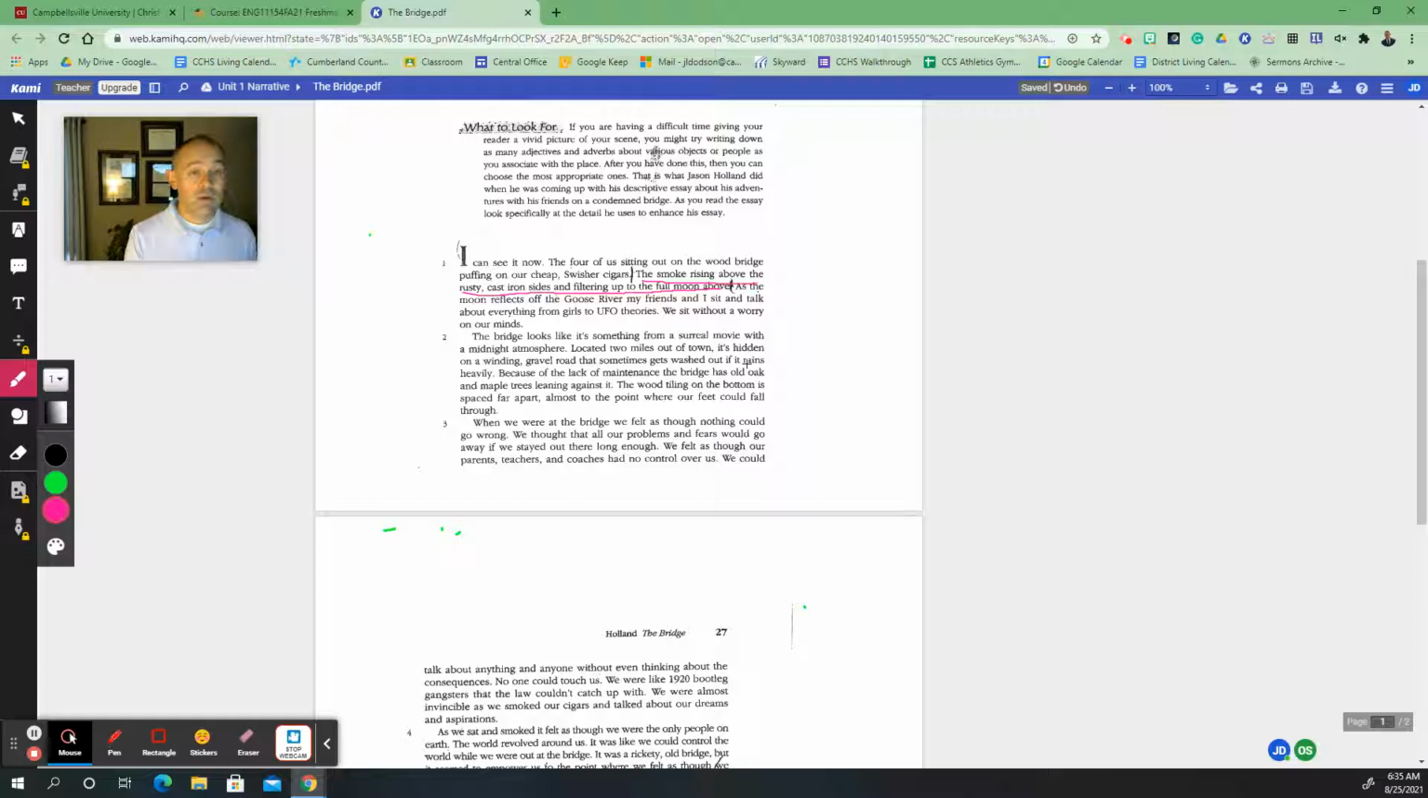Well, the answer is no. In order for it to be a complete sentence, it has to have a complete subject and predicate. This doesn't. It's lacking a predicate. Now, you may say, well, rising is a verb. Well, in this case, rising is functioning as a gerund because it's modifying smoke, okay? Or actually, it's a participial phrase that's modifying smoke. The smoke rising above the rusty cast iron sides and then filtering up to the full moon above. There's not a predicate. So what you've got here is a subject fragment.